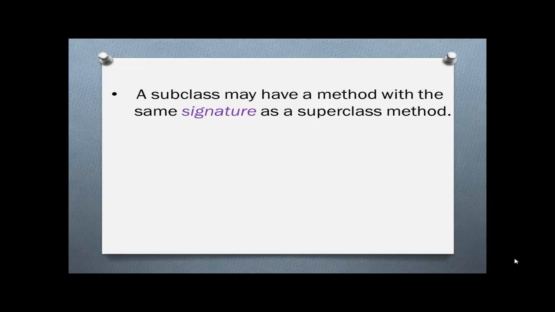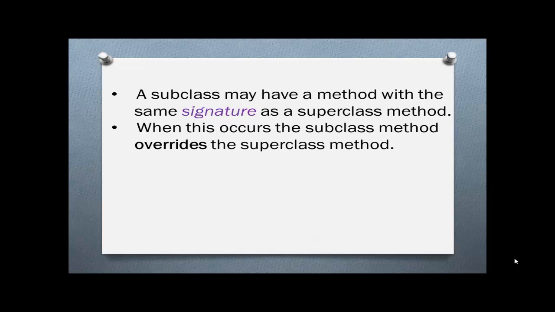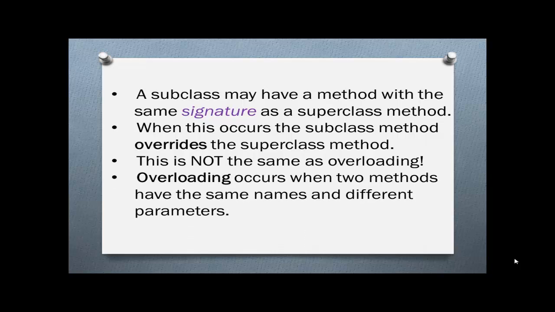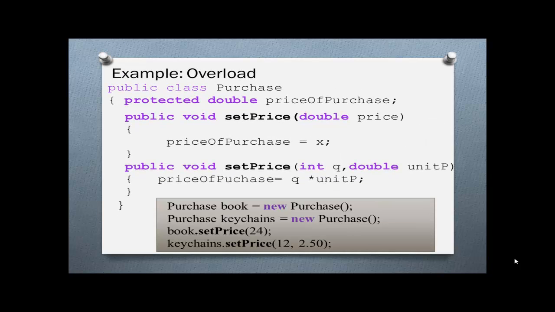A subclass may have a method with the same signature as a superclass method. When this occurs, the subclass method overrides the superclass method. This is not the same as overloading. Overloading occurs when two methods have the same names and different parameters. Here's an example of an overload.